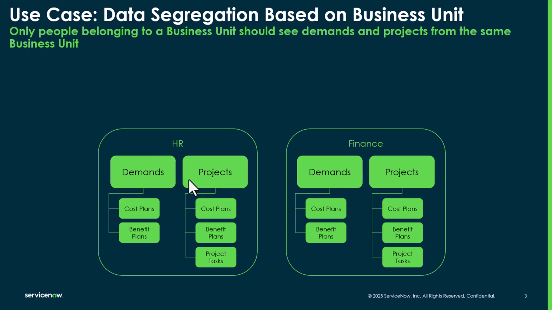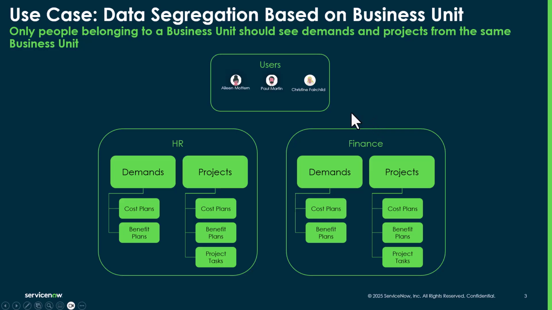should have access to visualize demands, projects, and the related records, for example, the ones that are critical at least. So in this example, I have HR BizUnits with demands, projects, and the related records, data, cost plans, benefits, project tasks, for example, and also the finance BizUnit. Then you have users. I have three users here as an example: Ellen and Paul would work with HR only, and Christine would work with HR and finance.